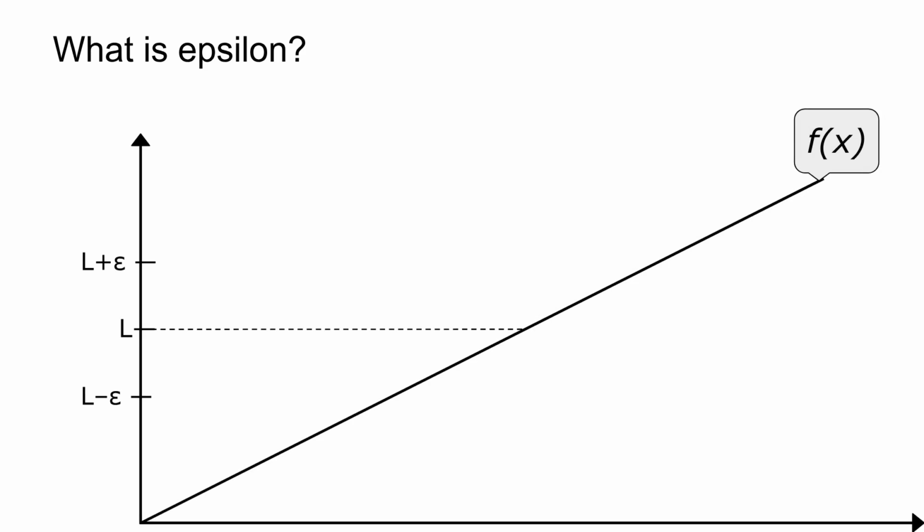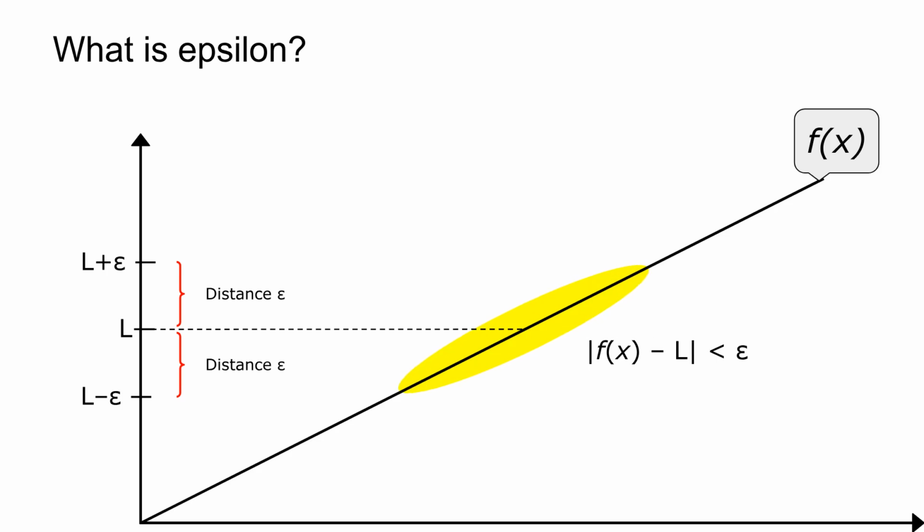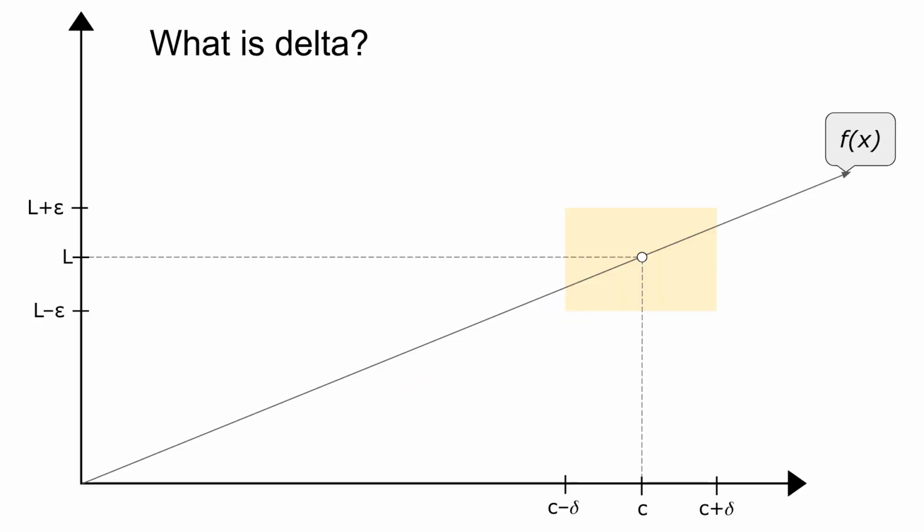First, what is epsilon? Epsilon is simply a real number that represents the distance between the limiting value L and the endpoints of the open interval centered at L. With that in mind, it's a bit easier to understand the inequality involving epsilon. It means that the function f of x lies inside the interval whose endpoints are L minus epsilon and L plus epsilon. Second, what is delta?